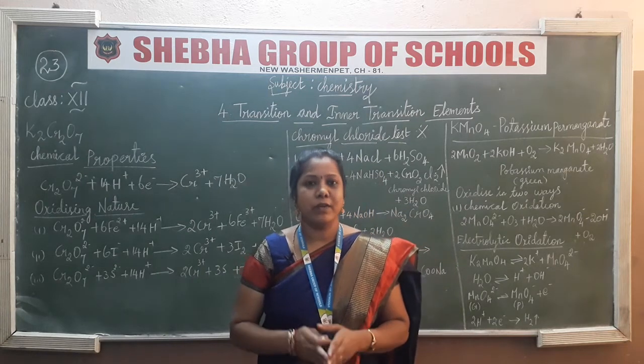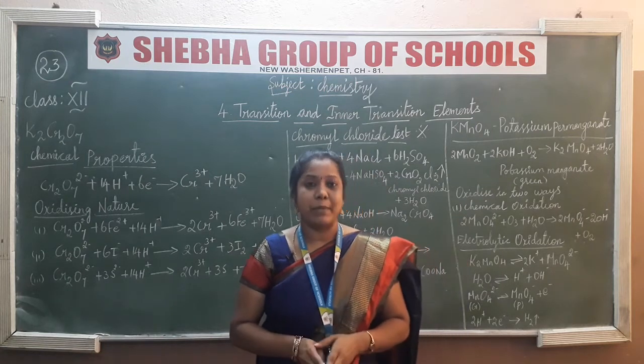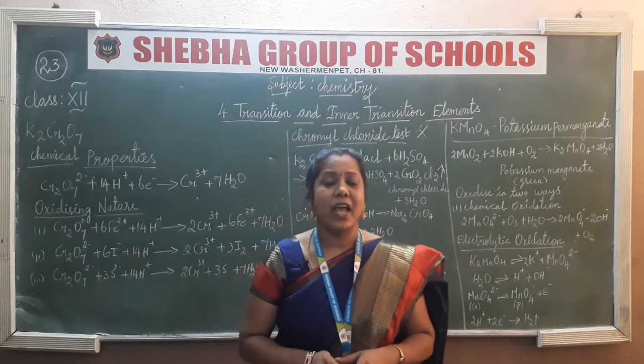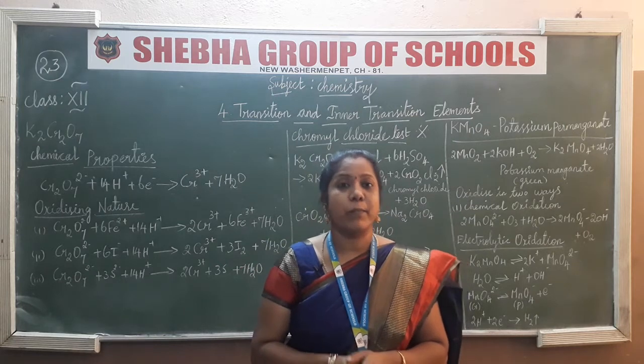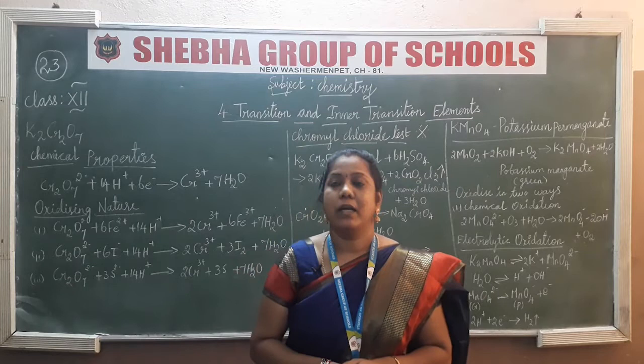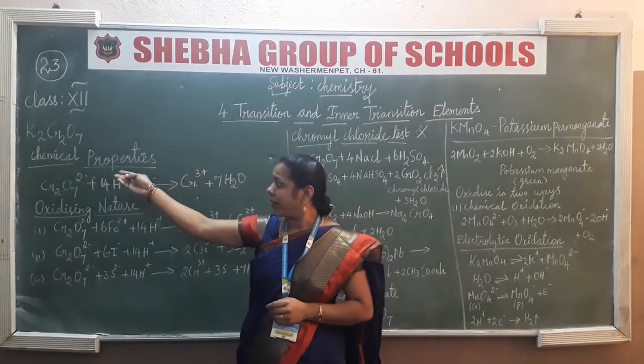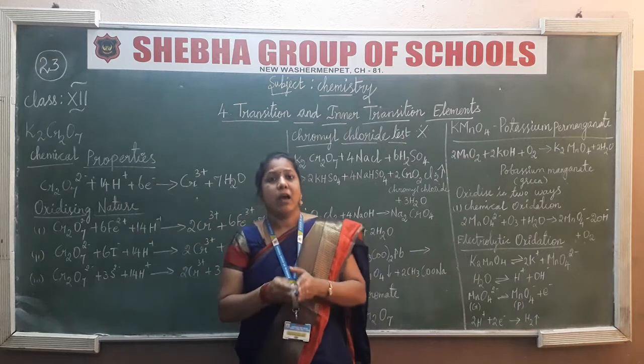Today also we continue the unit 4, that is the transition and inner transition elements lesson. In the last class we covered the physical properties of potassium dichromate. Now let us go for the chemical properties. For K2Cr2O7, that is potassium dichromate, I am going to explain the chemical properties.